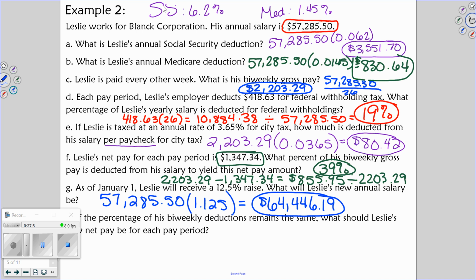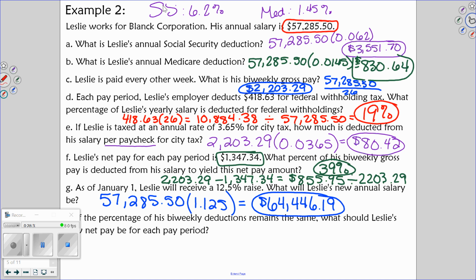How are we doing so far? All right, and then part H, if the percentage of his biweekly deductions remains the same, what is his percentage of the deductions? Did we find that already? 39%, the deductions on biweekly. What should Leslie's new net pay be for each pay period? So if that's his new salary, how much will he make per pay period? What do I have to figure out? I have to divide that by 26.